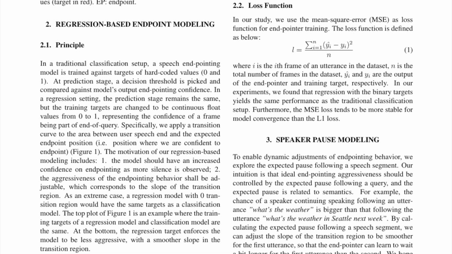2.2. Loss function. In our study, we use the mean square error, MSE, as loss function for endpointer training. The loss function is defined as below. L equals the sum from i equals 1 to n of (ŷi minus yi) squared, divided by n, where i is the ith frame of an utterance in the dataset, n is the total number of frames in the dataset, ŷi and yi are the output of the endpointer and training target, respectively. In our experiments, we found that regression with the binary targets yields the same performance as the traditional classification setup. Furthermore, the MSE loss tends to be more stable for model convergence than the L1 loss.